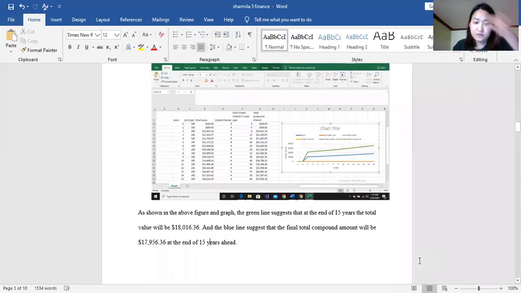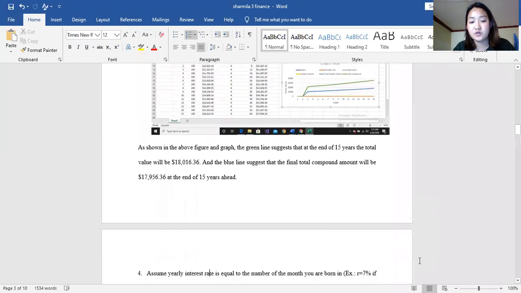As shown in the above figure and graph, the green line suggests that at the end of 15 years the total value will be $18,016.36, and the blue line suggests that the final total compound amount will be $17,956.36 at the end of 15 years ahead.